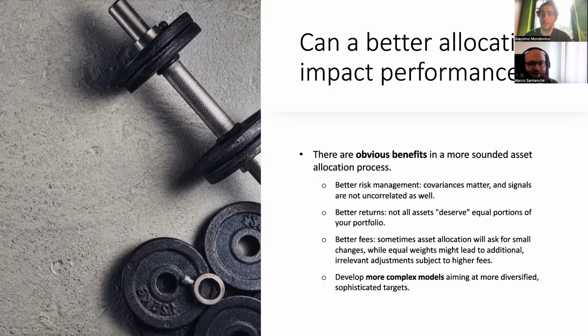So not only asset returns are correlated, but also the signal that comes out of the data could actually be correlated for the model, which basically brings it to be long, for instance, in all assets, or short in all assets at the same time. And better returns, yeah, it's not only about risk, it's also about returns.